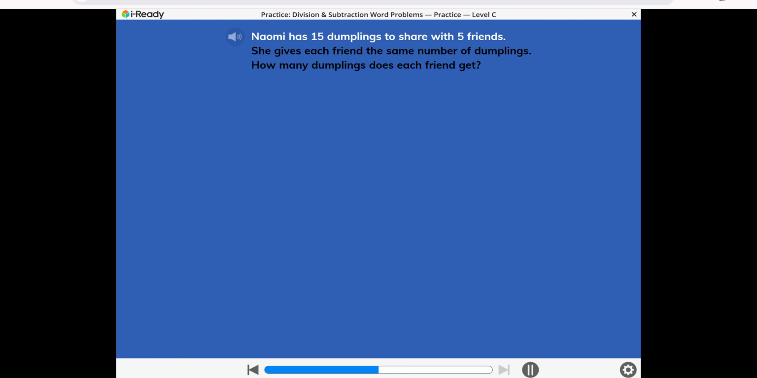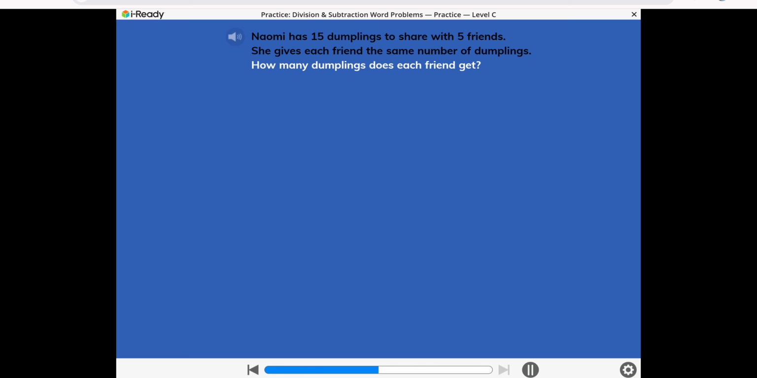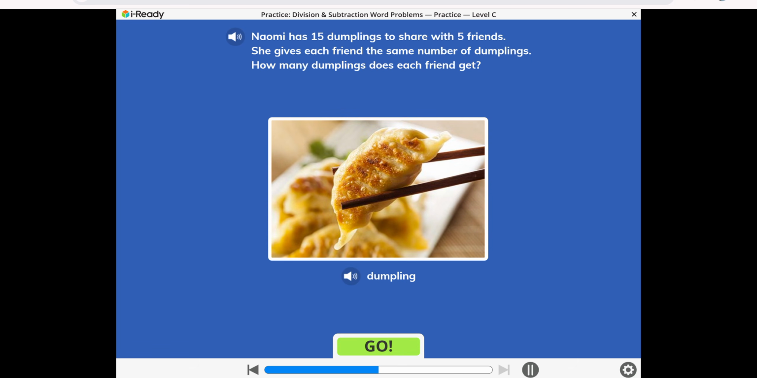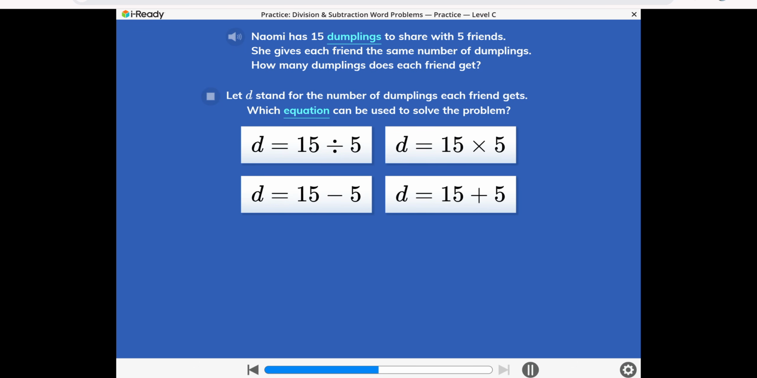Naomi has 15 dumplings to share with 5 friends. She gives each friend the same number of dumplings. How many dumplings does each friend get? Let D stand for the number of dumplings each friend gets. Which equation can be used to solve the problem?